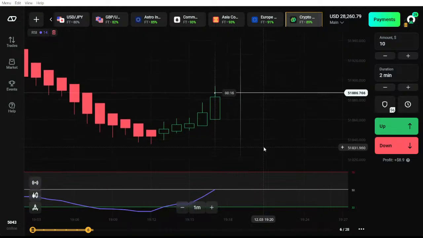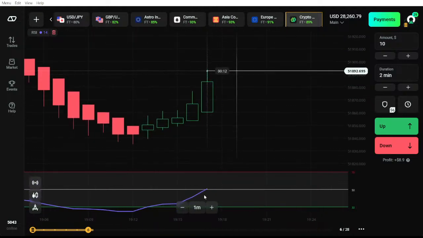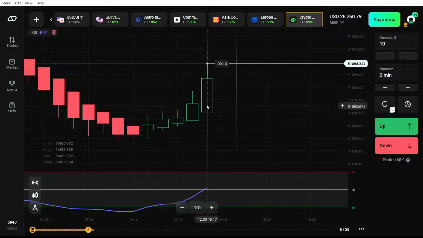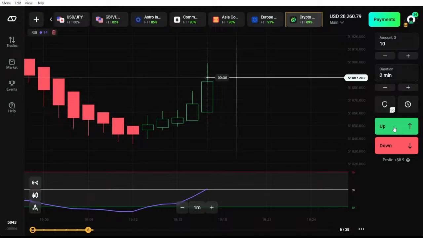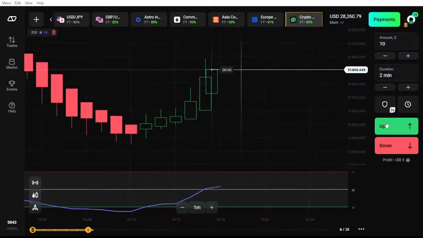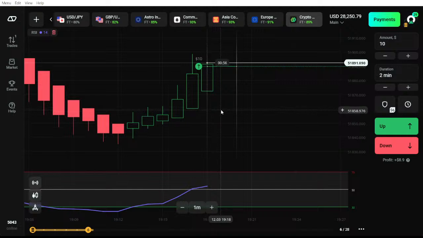So there is a signal which is about to be formed. Crossover is almost done. Green candles are already giving me a confirmation that the market can go to the upward side, but once the crossover is completed, then I'll take a trade. Let's see. Very nice. So another trade for $10 is already in process.